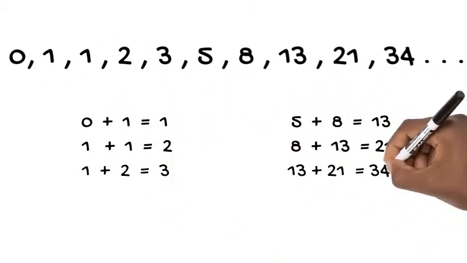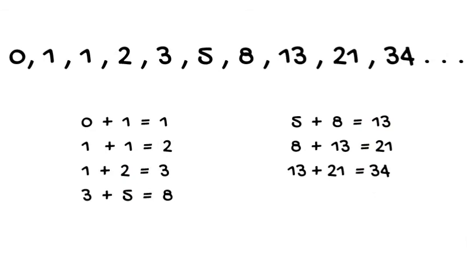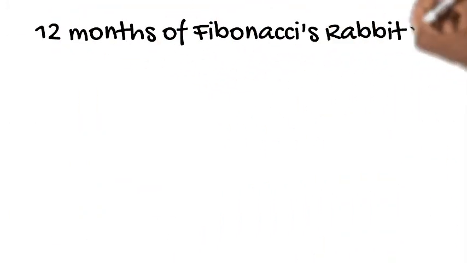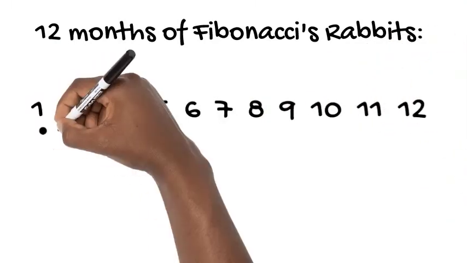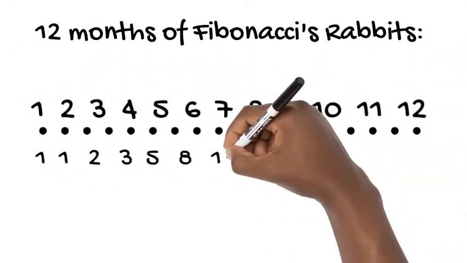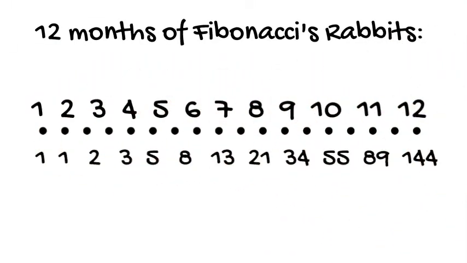Let's go back to Fibonacci and his question about the rabbits. Fibonacci wanted to know how many pairs of rabbits you would have in 12 months if you started with 1 pair in a crate. So we'll write out our 12 months here, and then we'll apply the Fibonacci sequence to each month in order, starting with our first pair of rabbits in the first month. Look, we could have solved this question easily just by using the Fibonacci sequence.